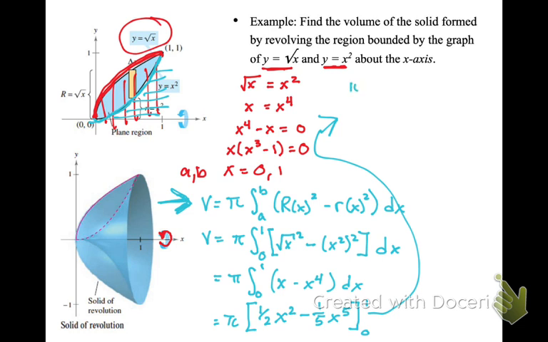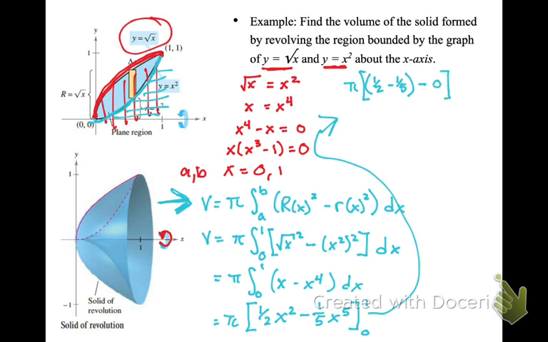Okay, so I still have pi, and I need to plug in the top. So I have 1/2 times 1 squared, which is 1/2, minus 1/5, minus, and then I plug in 0 and I get 0 for both of them, so minus 0.